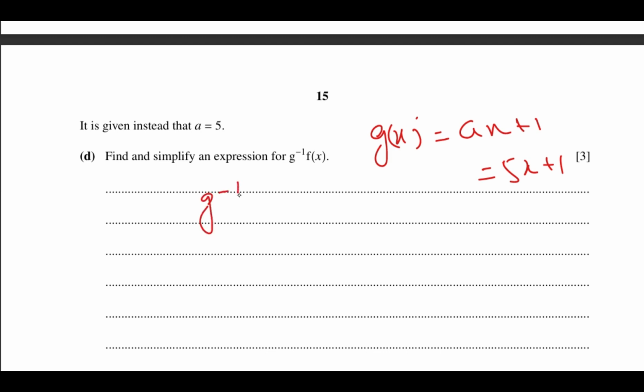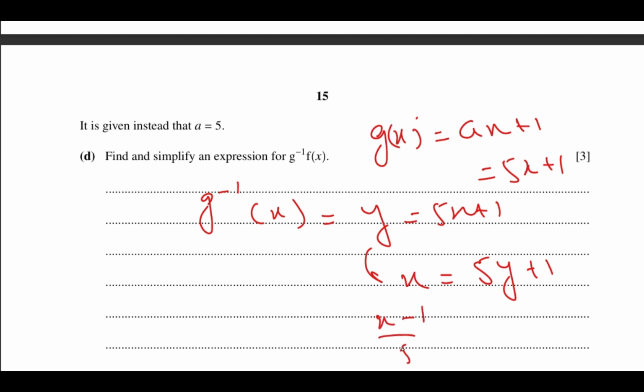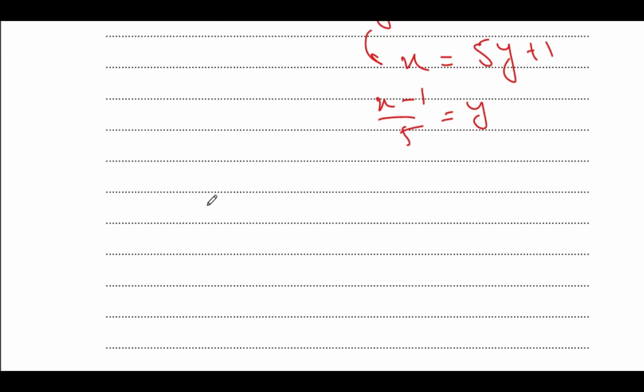Here, first of all, we will calculate g inverse of x, in which y is equal to 5x plus 1 and x equals 5y plus 1. Here we will replace x with y so that we can calculate the inverse. x minus 1 divided by 5 equals y. So that was our inverse function, which we call g inverse of x, equal to x minus 1 over 5.